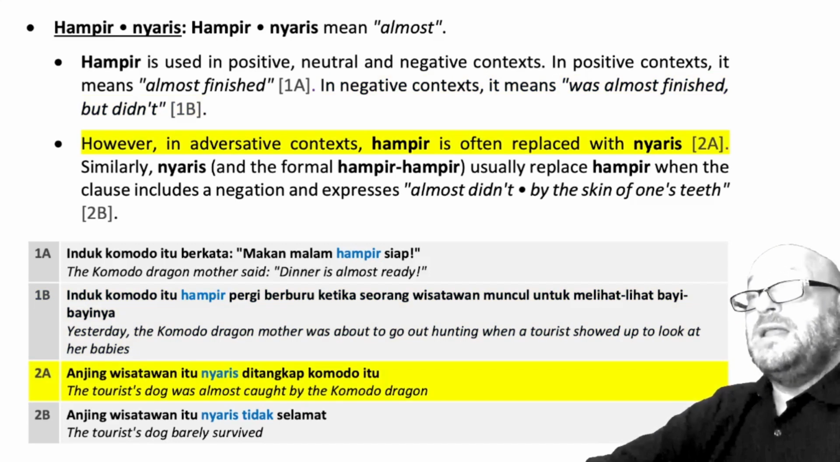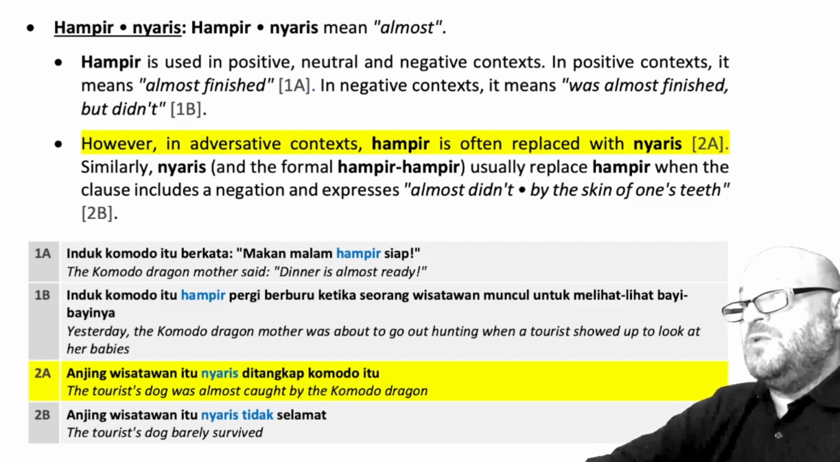However, in negative, adversative contexts, hampir is typically replaced with nyaris. Example 2a, anjing wisatawan itu nyaris ditangkap Komodo itu. The tourist dog was almost caught by the Komodo dragon.